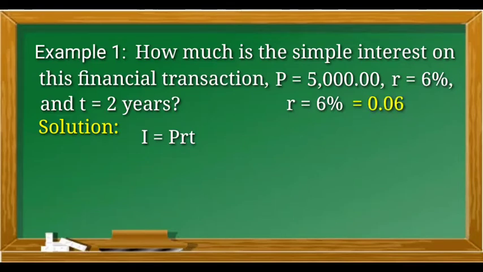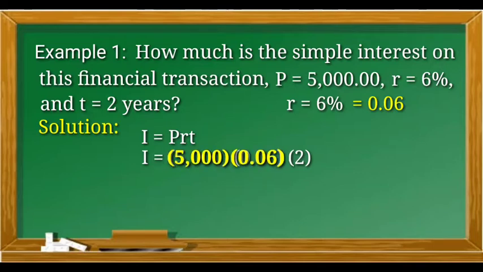0.06. Kaya, meron tayong I equals 5,000 times 0.06 times 2. 5,000 times 0.06 equals 300. 300 times 2 equals 600. Therefore, the simple interest on this financial transaction is 600.